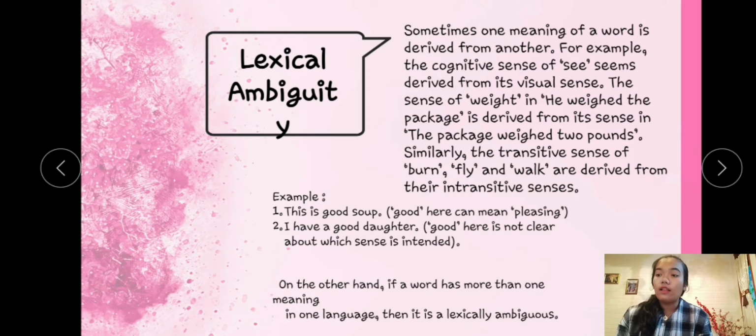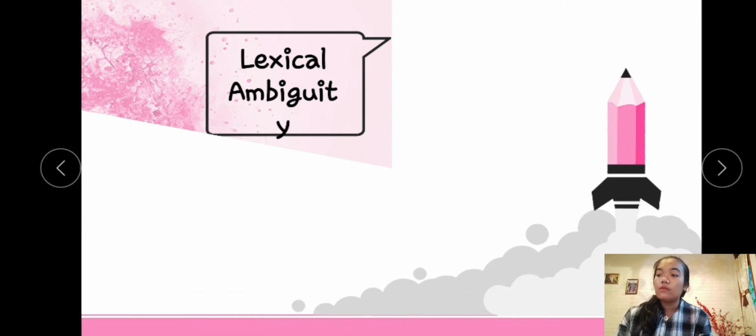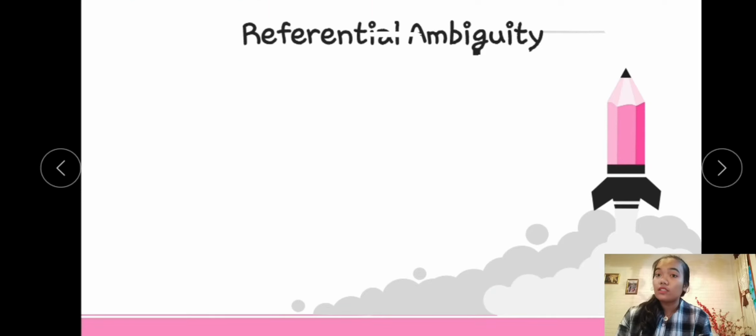Another example, like she is a good woman. Good in here can mean about moral or attitude. Another example is this is a good chair. Good in here can have meaning about useful or functional.